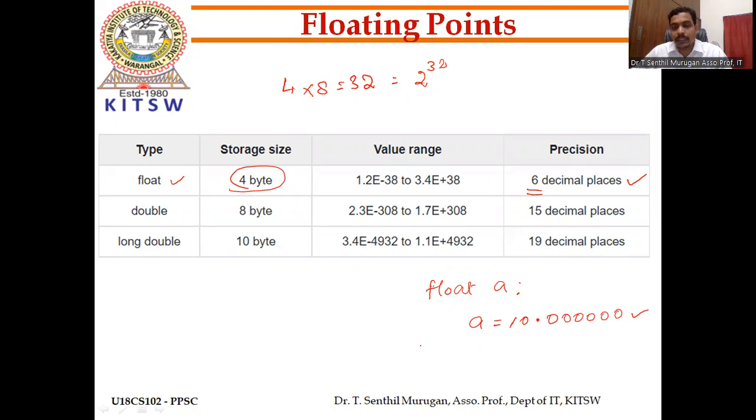In case you declare double, double A, what is the A value? A value is 10 point, and 15 zeros will be there: 4, 5, 6, 7, 8, 9, 10, 11, 12, 13, 14, 15. So this many zeros will be there. In case of long double, it is 10 bytes, it will occupy 19 decimal places. After the dot, there will be 19 numbers.